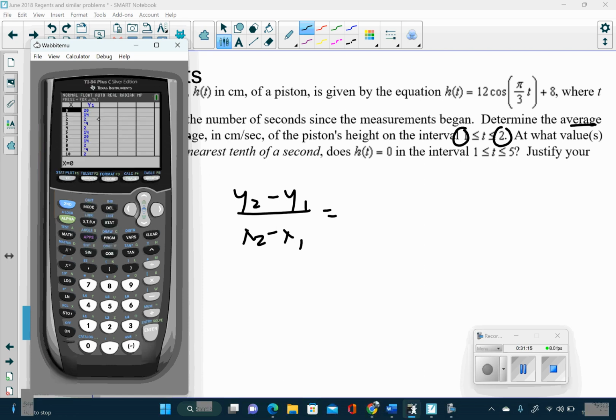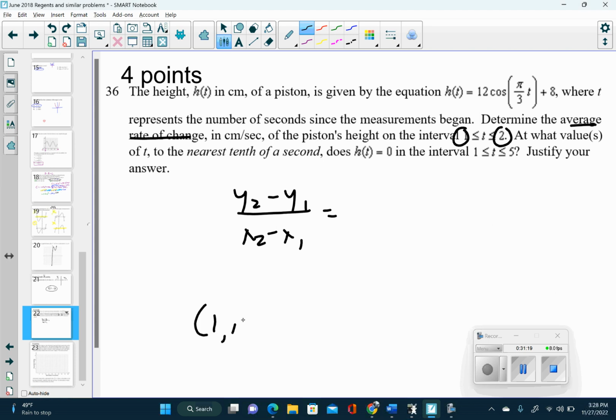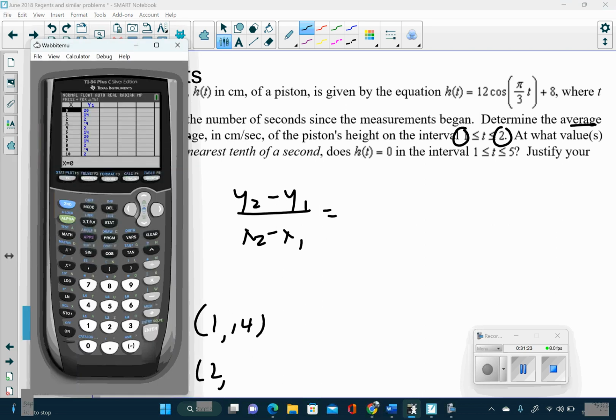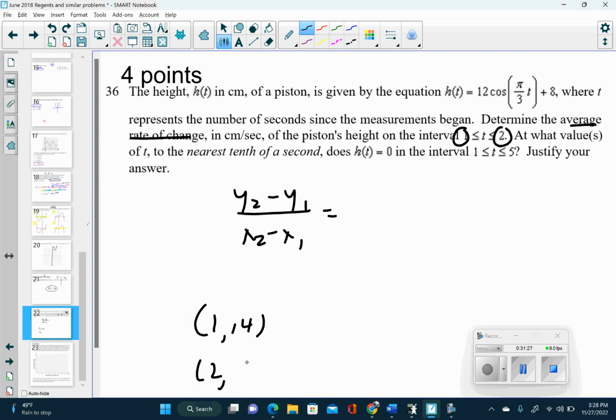I'm looking across from 1, I see 14. So my first coordinate is going to be 1 comma 14, and my second one is going to be 2 comma, what's the number across from 2? 2, 2. Okay, so 2, 2. So then I go x1, y1, x2, y2, and I plug it into my formula, right?